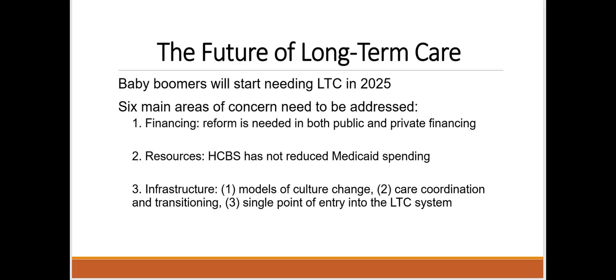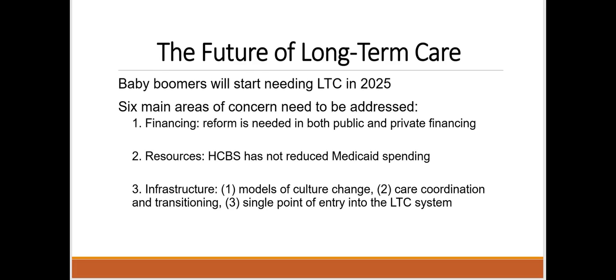Regarding resources, eligibility for community-based public programs has been relaxed under the HCBS waivers. However, Medicaid spending has continued to increase as more people may be induced to enter the Medicaid program. Regarding the infrastructure, new models of institutional care are emerging. New architectural designs, living arrangements, and worker and patient empowerment are improving the quality of life in nursing facilities that have adopted cultural change.